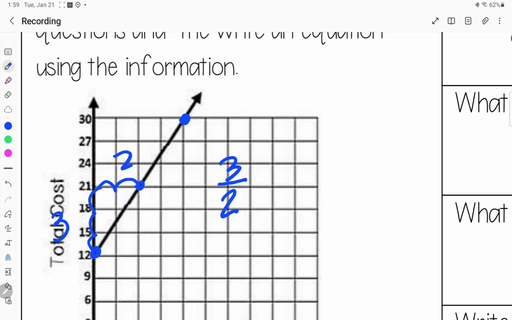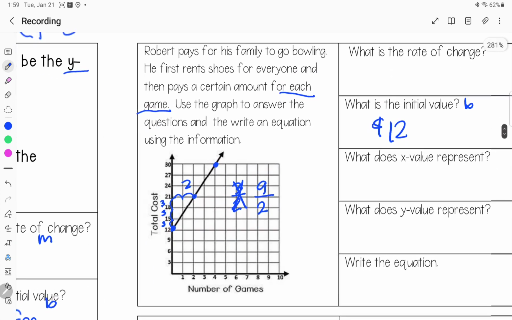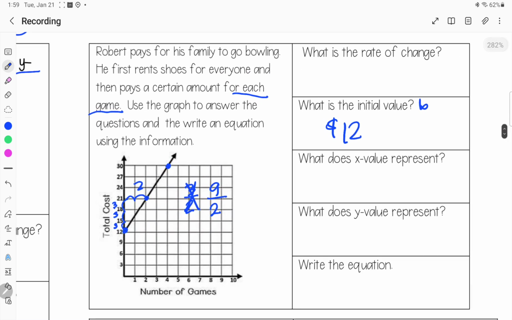The problem with this is, you did rise 3 boxes, but I went from 12 to 15, I went up 3. 15 to 18, I went up 3. 18 to 21, I went up 3. So I actually went up 9, and this was still over 2. These were only counting by 2s. So of course, if I were going into the bowling alley and somebody said, oh, that's going to cost you 9/2, I would be like, what the heck? So we want to convert this to $4.50.